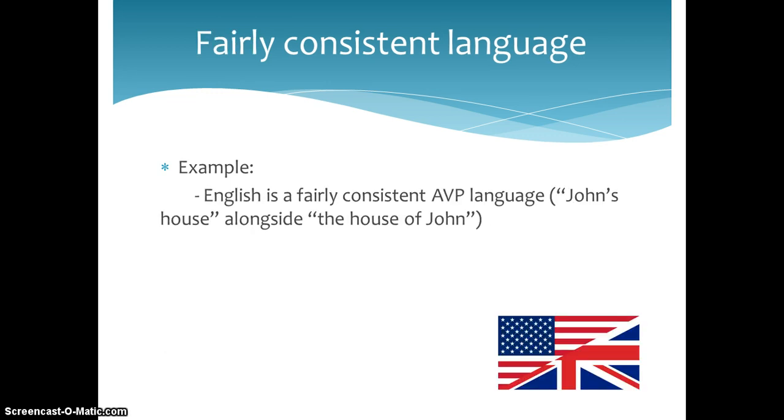A fairly consistent language is English. English is a fairly consistent language because it doesn't change the structure. It is always A, which is agent, B, the verb, and then we have at the end the predicate. Here is an example: we have John's house, alongside the house of John.